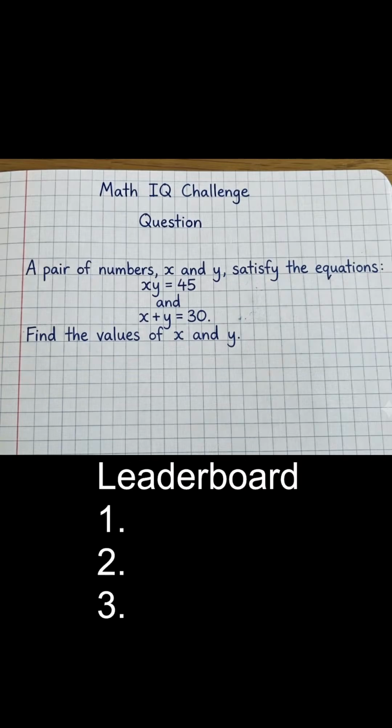So the question is that a pair of numbers x and y satisfy the equation xy is equal to 45 and x plus y is 30. So find the values of x and y.